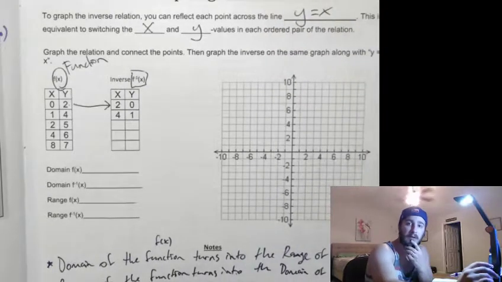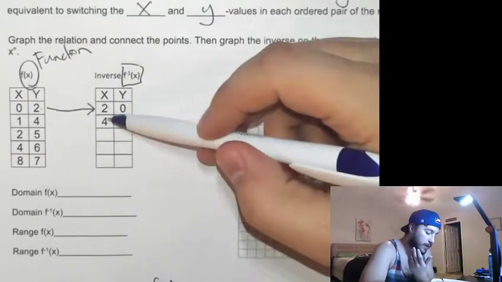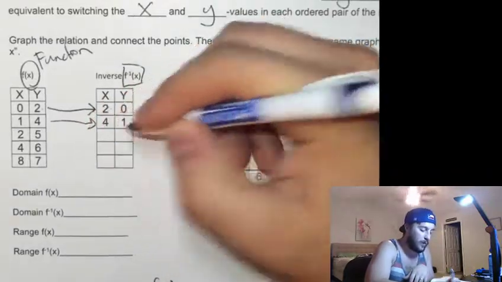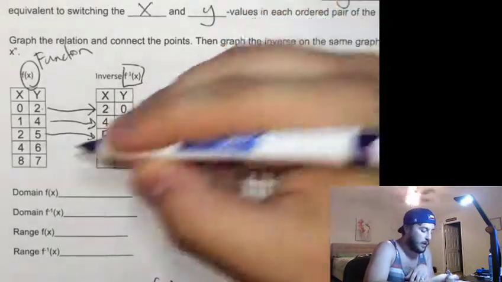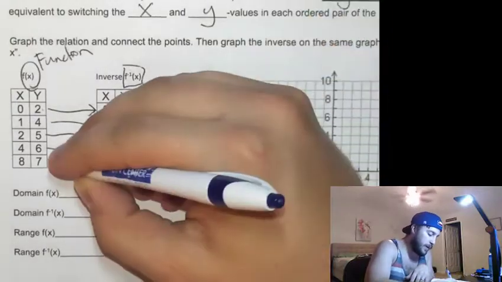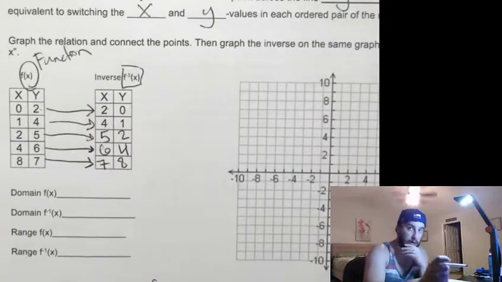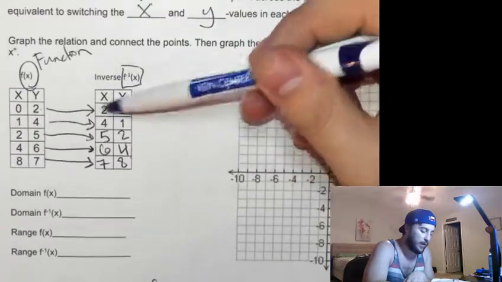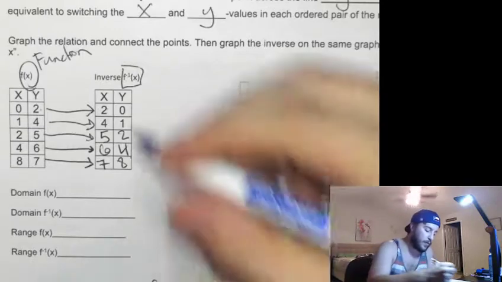With this table, we can go ahead and fill in the rest of the points, because they gave us the first two for the inverse. So 1, 4 became 4, 1. 2, 5 is going to become 5, 2. 4, 6 is going to become 6, 4. And 8, 7 is going to come over here and become 7, 8. If you look at this, all of our x's have now become our y's, and all of our y's have now become our x's. That's our reversal, how we flip from one to the other.